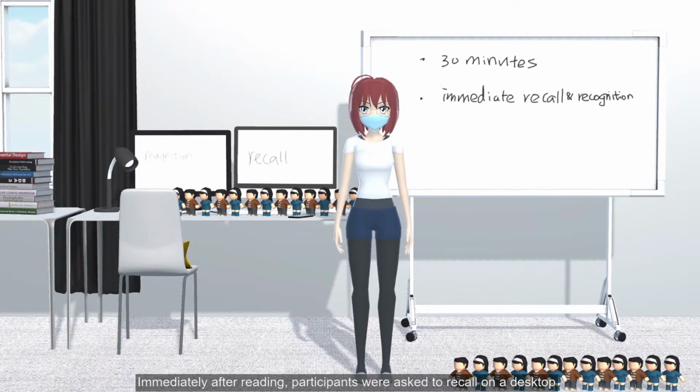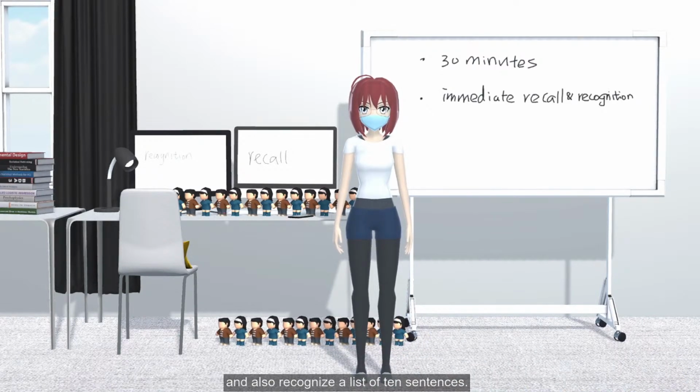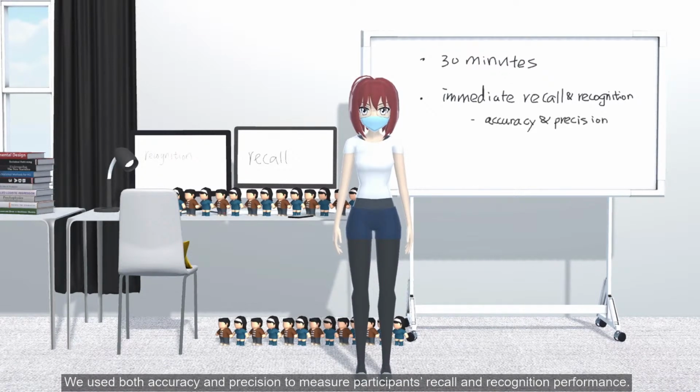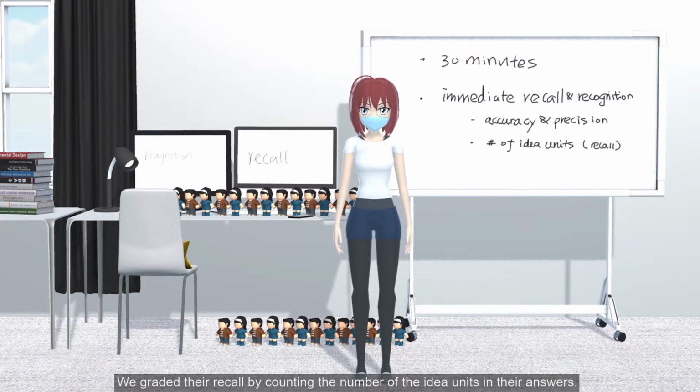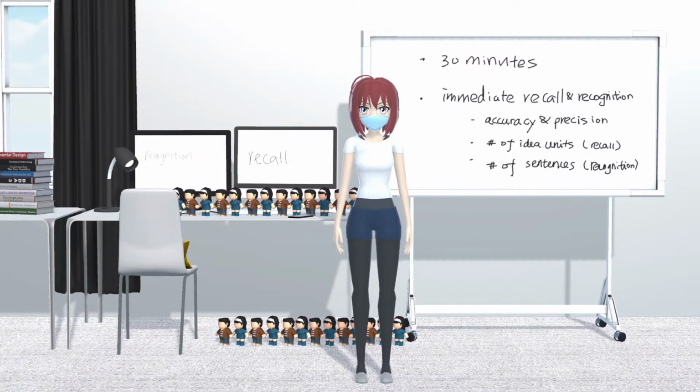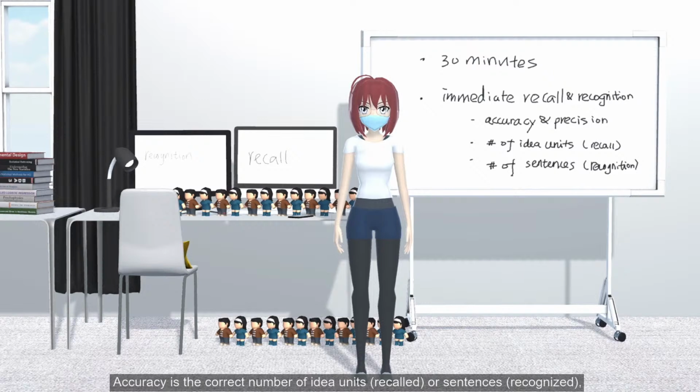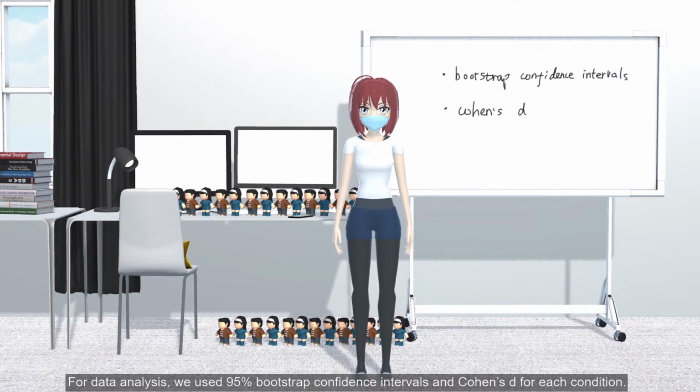Immediately after reading, participants were asked to recall on a desktop and also recognize a list of 10 sentences. We used both accuracy and precision to measure participants' recall and recognition performance. We graded their recall by counting the number of idea units in their answers. We graded their recognition by counting the number of the sentences they recognized. Accuracy is the correct number of idea units or sentences, while precision is the total number of idea units or sentences. For data analysis, we use 95% bootstrap confidence intervals and coherency for each condition. We also use the linear mixed effects model to compare the 2 memory palace variant conditions.